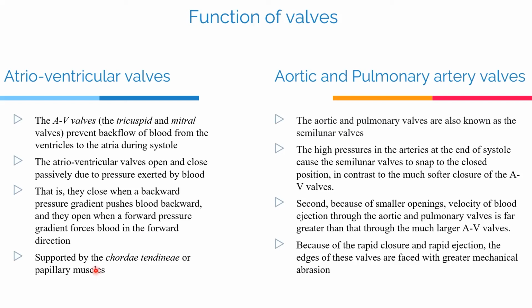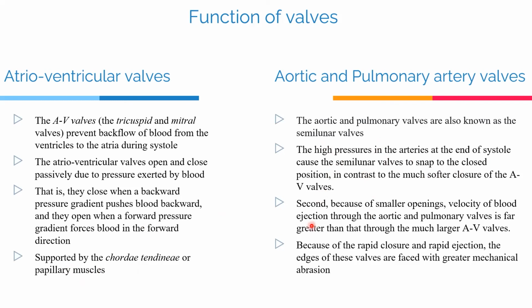These AV valves are further supported by chordae tendineae and papillary muscles, which are bound to the heart walls and help in the opening and closure of the AV valves. The aortic and the pulmonary valves, on the other hand, are known as semilunar valves. The high pressures in the arteries at the end of systole cause the semilunar valves to snap close, which is in contrast to the much softer closure of the AV valves.